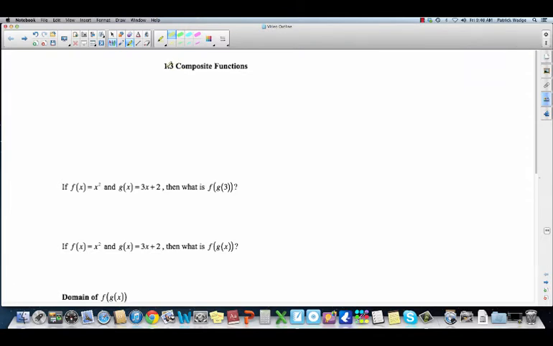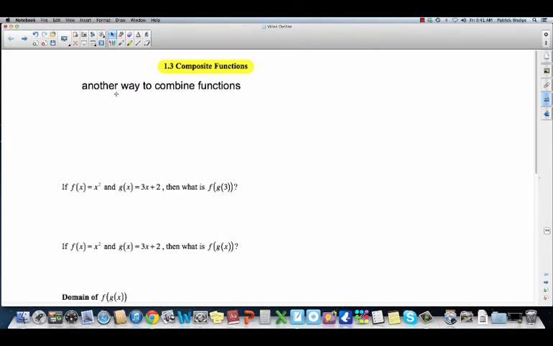Section 1.3 is on composite functions. Remember last time we were talking about different ways to combine functions? We looked at how you get the sum of two functions, the difference, the product, and the quotient of two functions. Well, composite functions are another way that you can combine functions.